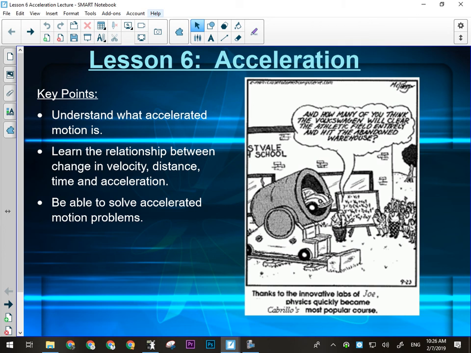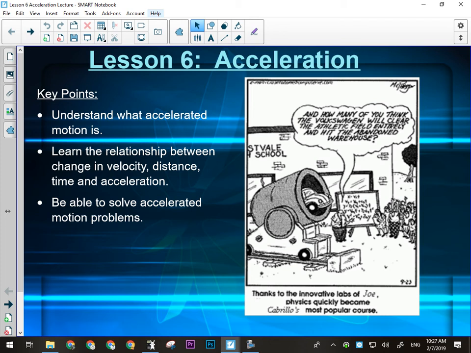So key points for today on acceleration. Acceleration is not a new concept. You talked about it in Science 10, okay? The definition of acceleration is very simply any change in velocity over time. Okay, that's what we call acceleration.